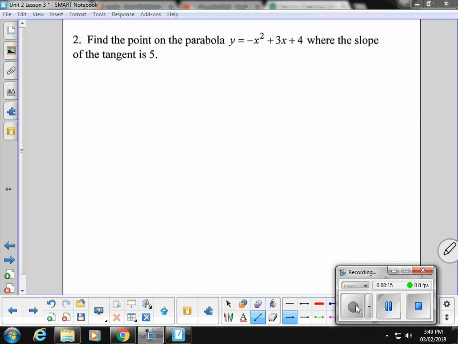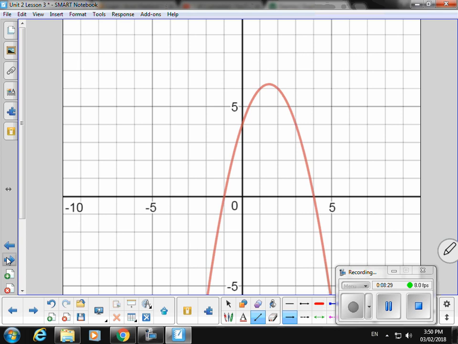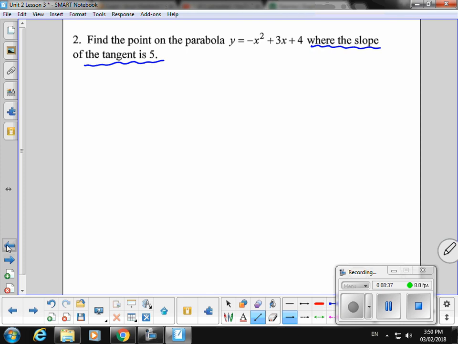Next example, find the point on the parabola where the slope of the tangent is 5. Interesting. Okay. So first of all, let's look at that parabola for a second. Upside down, it has a y-intercept of 4, and we have some x-intercepts there that we don't have in this form. Okay, we want to know where the slope of the tangent is 5. The slope of my tangent is y prime. So I want to know where is y prime equal to 5.